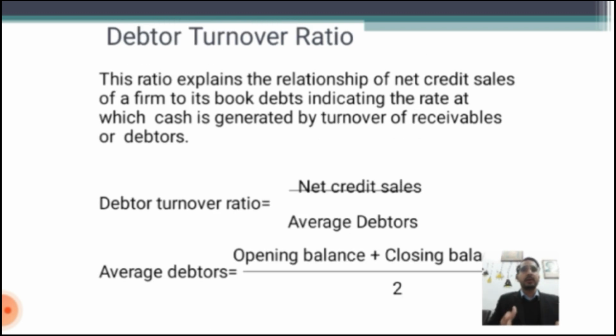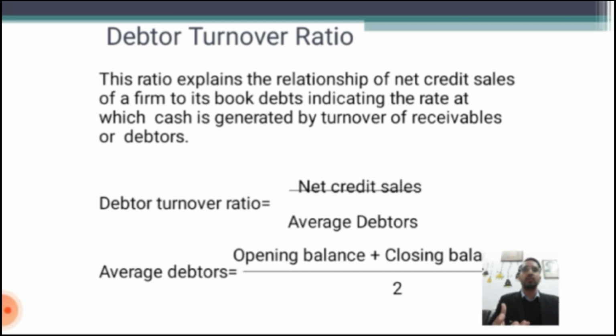Second one, debtor turnover ratio. This ratio explains the relationship of the net credit sales of a firm to its book debts, indicating the rate at which cash is generated by the turnover of receivables from debtors. This ratio is also called receivable turnover ratio. Receivable means the total of debtors or bills receivable. This ratio helps to measure how efficiently the business is managing its receivables.